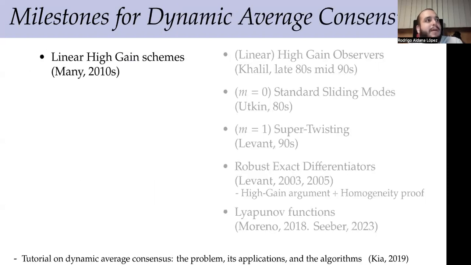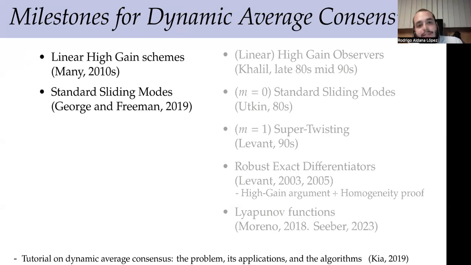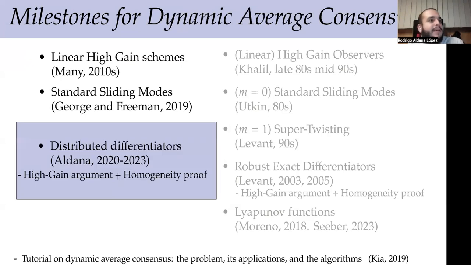Now let me show the milestone that we have for dynamic average consensus. So for the problem that I explained before, it started with linear high gain schemes, right? If you look at the literature from when this problem started to be studied, you will find linear algorithms with high gain arguments, right? So it's very similar to a high gain observer. Then, until very recently, 4 years ago, George and Fridman introduced sliding modes to the game, and this allows us to, let's say, naturally extend or try to extend this for high order sliding modes.